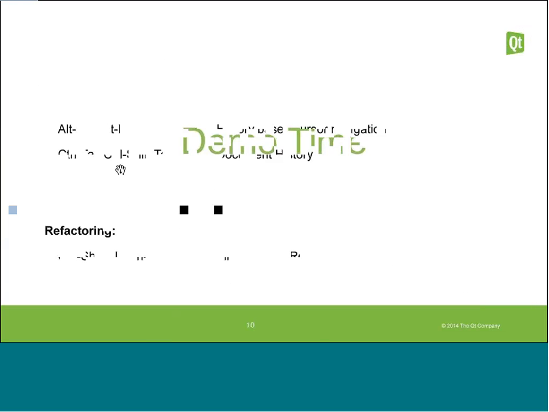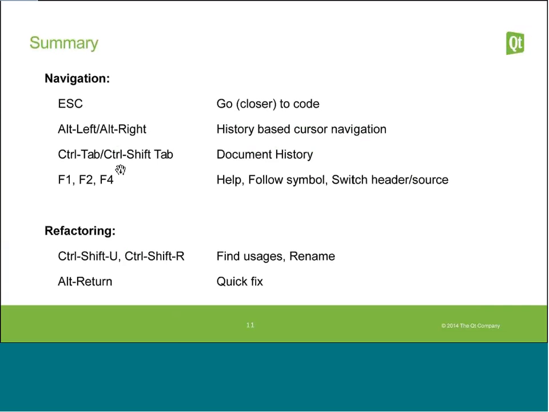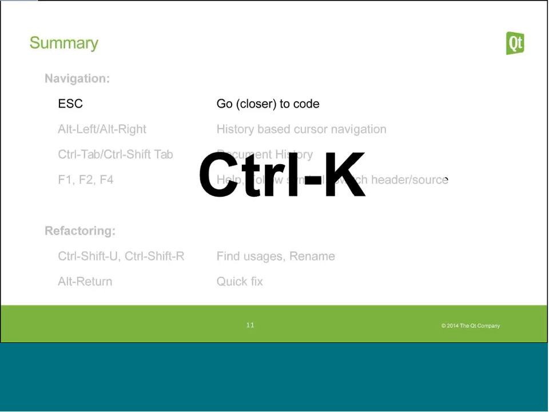So yeah. Basically, it's just a short summary of the most important keyboard shortcuts in Qt Creator. That's Escape to get to your code, Alt left right for history-based navigation, Control Tab, Control Shift Tab for that small pop-up window with the recent documents, F1 for help, F2 for follow symbol, F4 for switch header source, Control Shift U for find usages, rename, quick fixes, and the one I really want you to remember, of course, Control K.